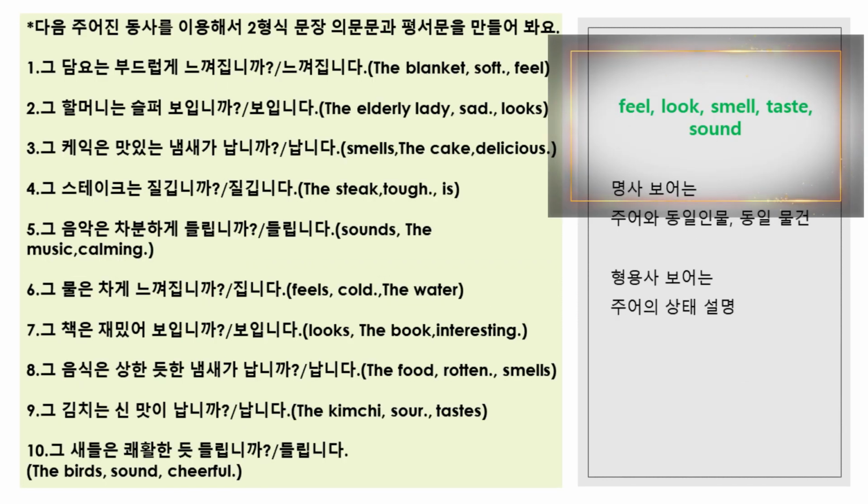On this page, you'll have some sentences with feel, look, smell, taste, sound to describe sensory perceptions or appearances. Does the blanket feel soft? The blanket feels soft. Does the elderly lady look sad? The elderly lady looks sad. Does the cake smell delicious? The cake smells delicious.